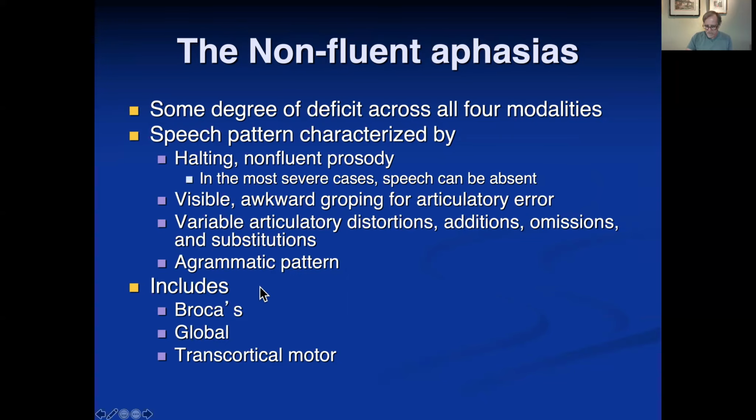The non-fluent aphasias include Broca's aphasia, global aphasia, and transcortical motor aphasia. In transcortical motor aphasia, they look just like a Broca's. They're non-fluent. They have relatively preserved auditory comprehension, and they can imitate speech much better than they produce it spontaneously.